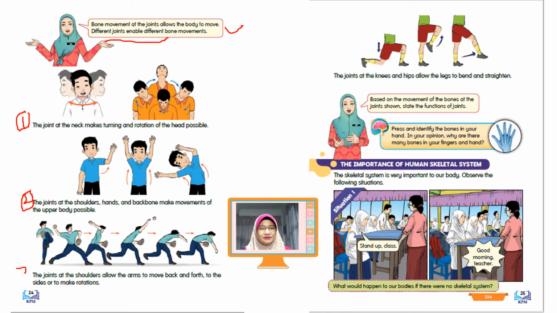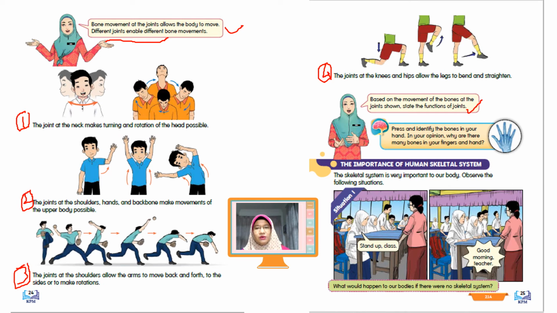Number three, the joints at the shoulders allow the arms to move back and forth, to the side, or to make rotations. And the last one, number four, the joints at the knees and the hips allow the legs to bend and straighten. So from what we read, the movement of the bone at the joint, we can state the functions of the joint.